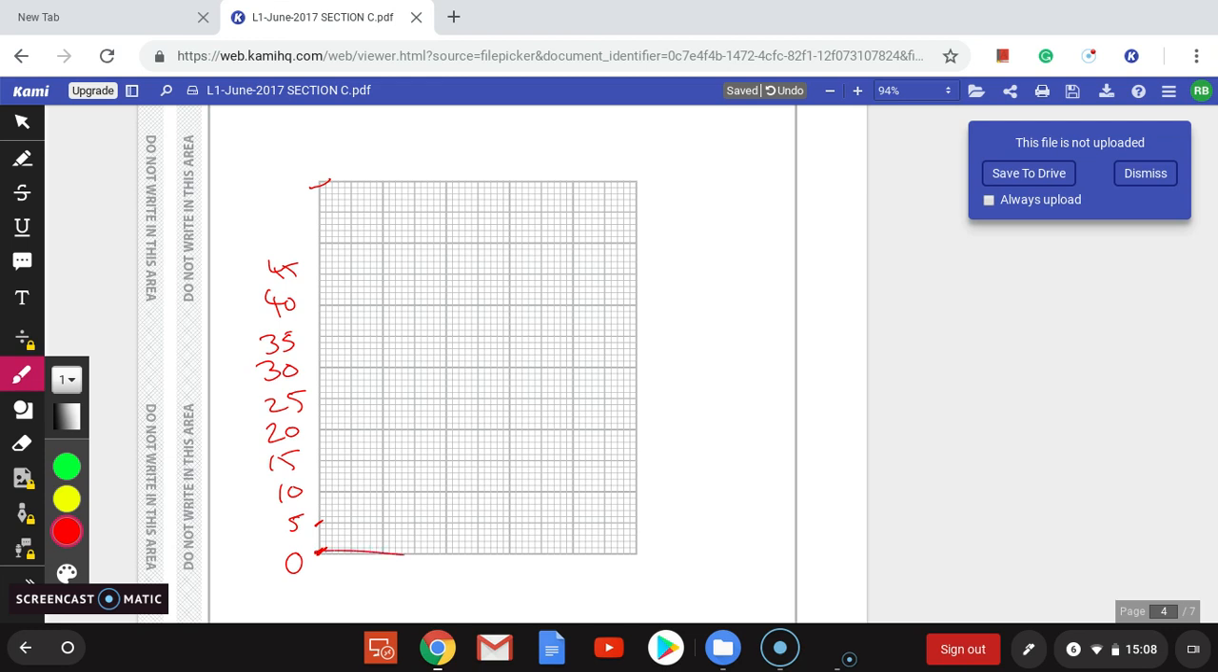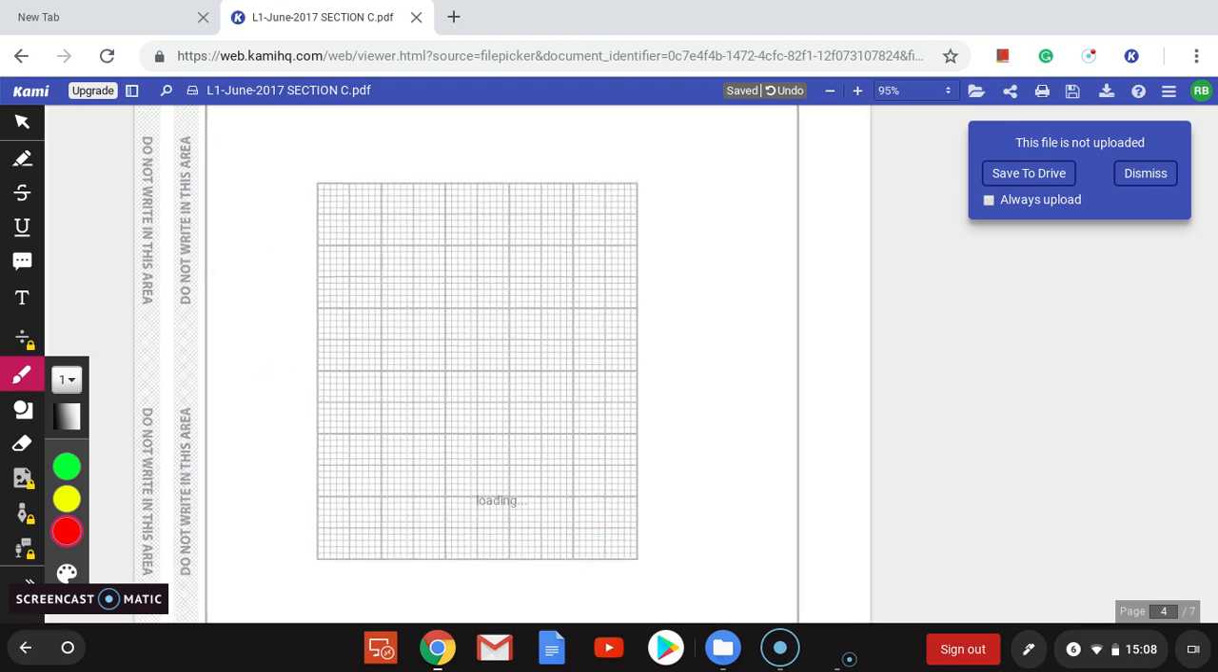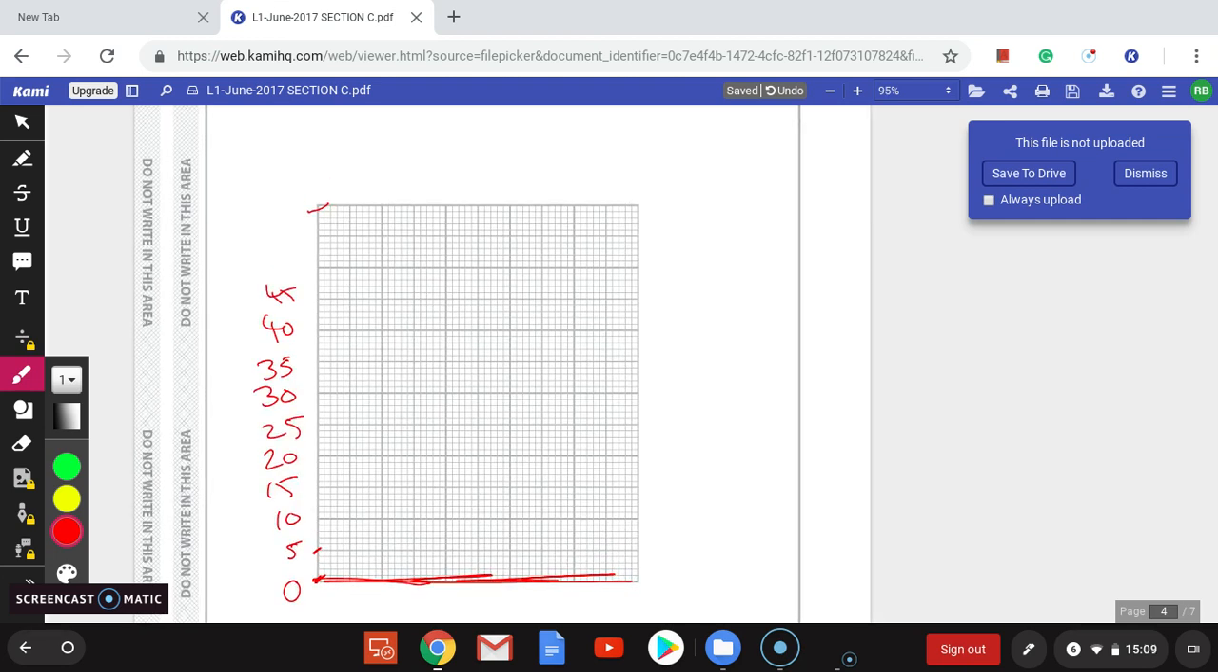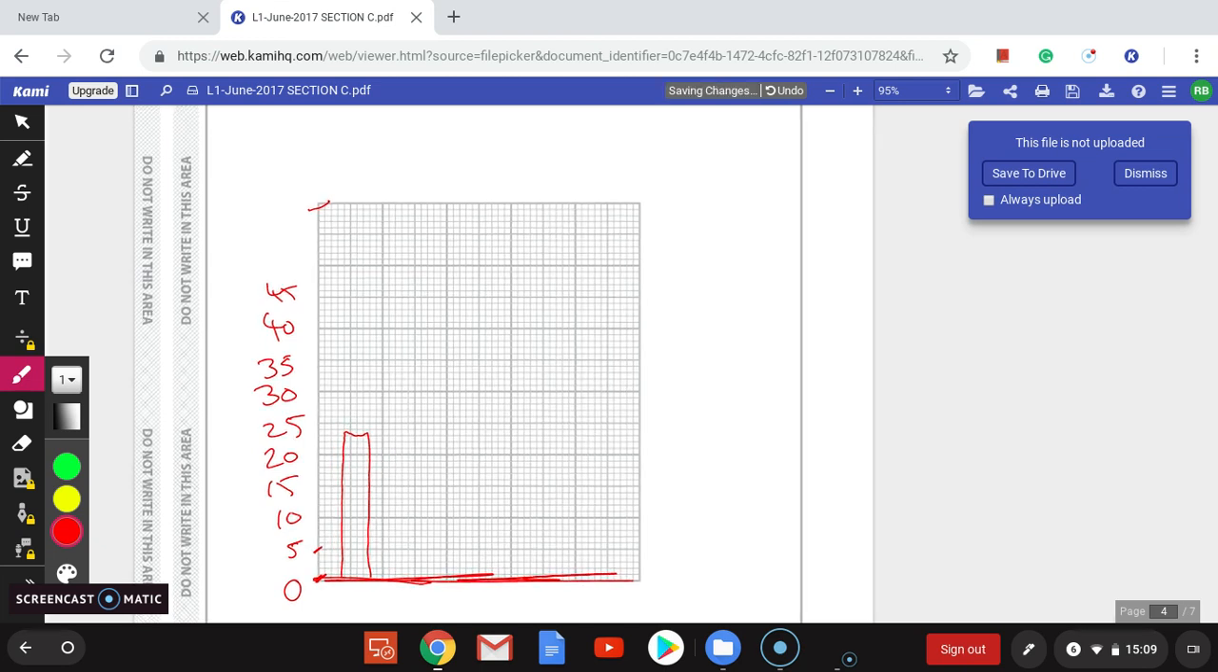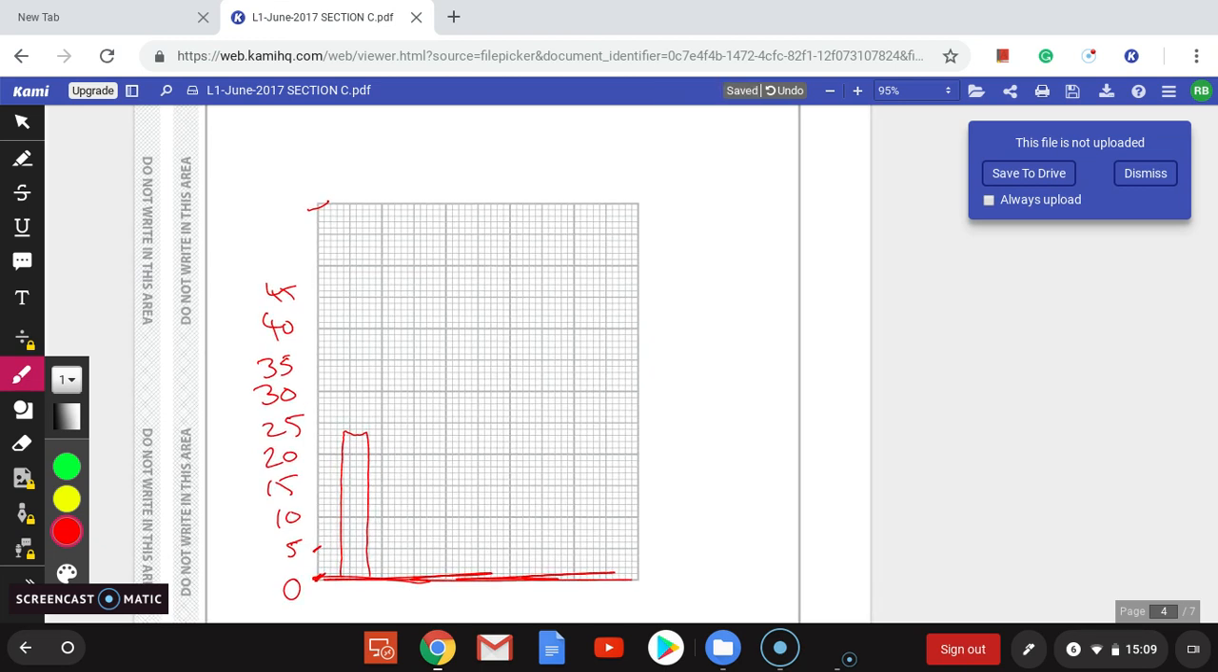And along the bottom, we're going to show the different weeks. Okay, and the first one, week 1, we go up to 23. So I'm going to draw a column, or bar, which goes up to 23 here. Goes across. This is not very neat. It'll be much neater on your test paper when you do it. The second one goes up to 45. Remember, always leave a gap. Otherwise, it's not a bar chart, it's a histogram.